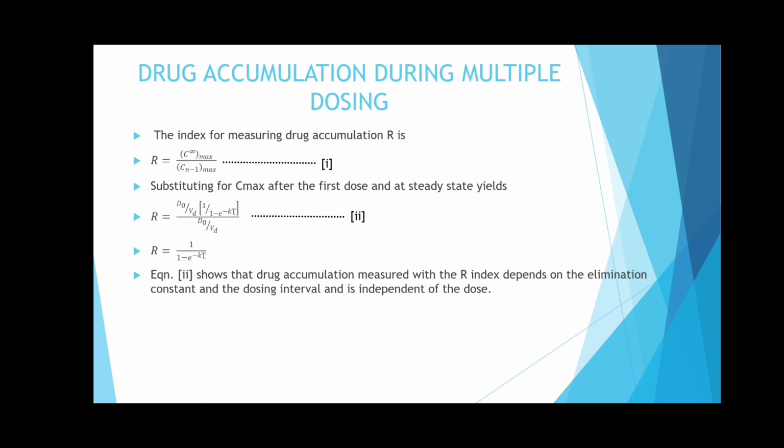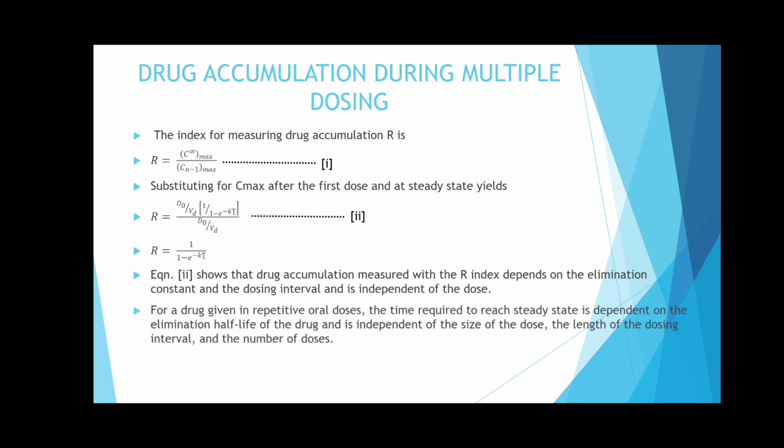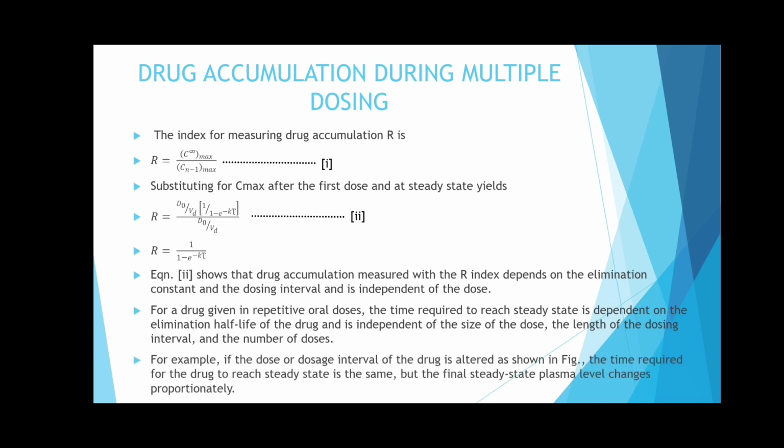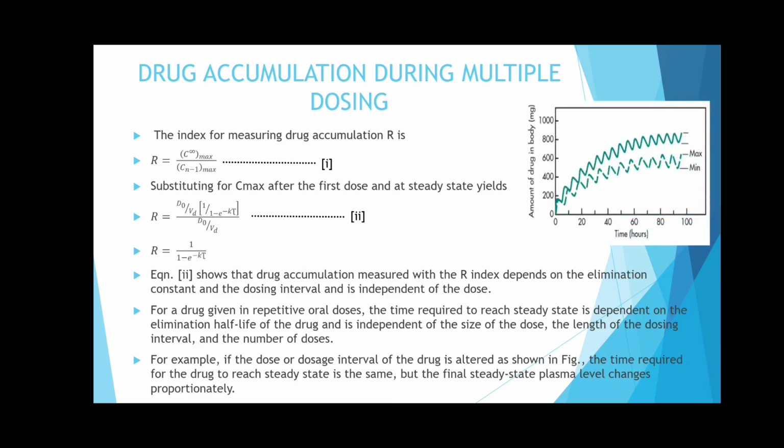Even how much is the output, how much amount of drug is getting eliminated, on this factor also the accumulation relies. It does not depend upon the dose, because if the dose is more, obviously elimination will also be more, but if the dosing interval is more, it will affect the accumulation. For a drug given in repetitive oral doses, the time required to reach steady state is dependent on the elimination half-life of the drug and is independent of the dose size, the length of the dosing interval and the number of doses. Lastly, if the dose or dosage interval of the drug is altered as shown in this figure, the time required for the drug to reach steady state is the same, but the final steady state plasma level changes proportionately.